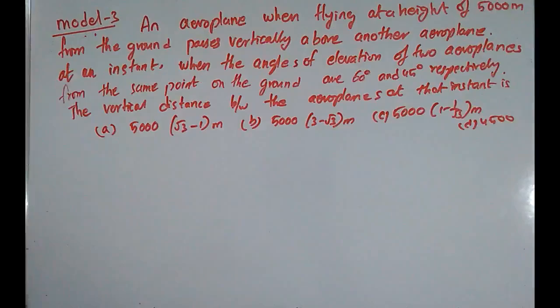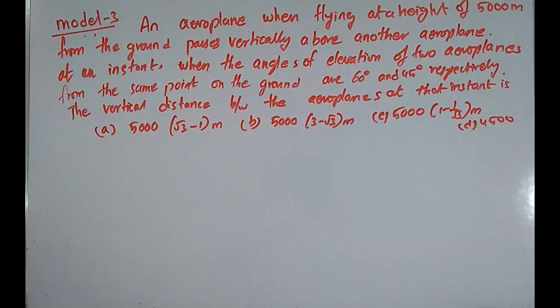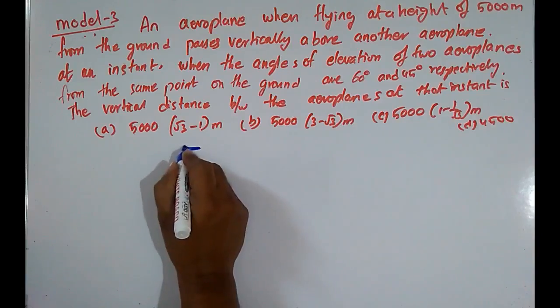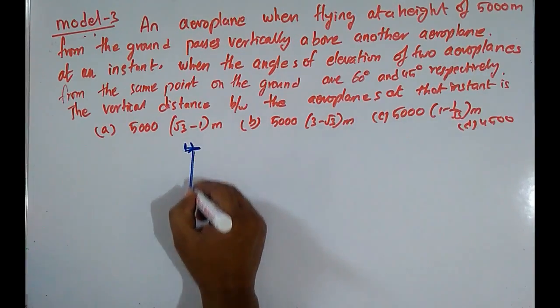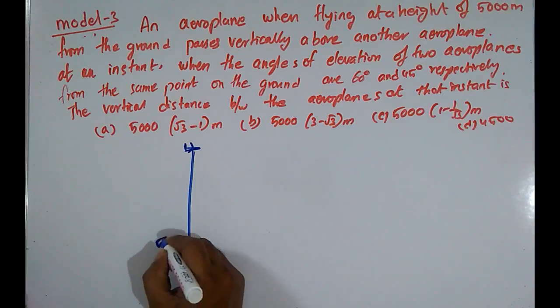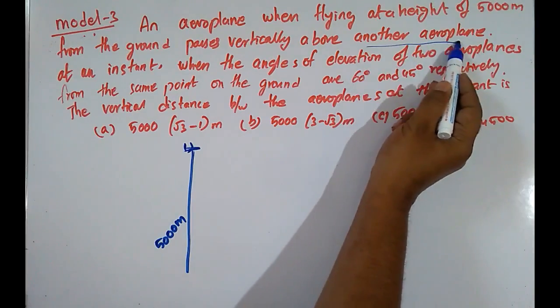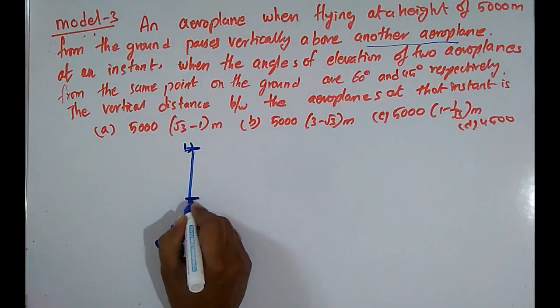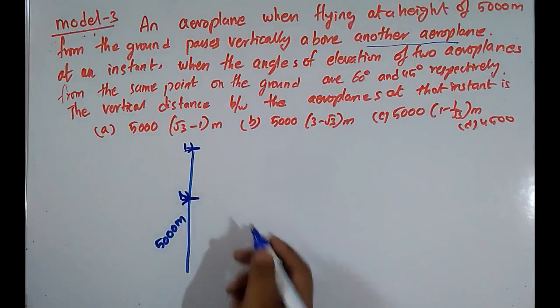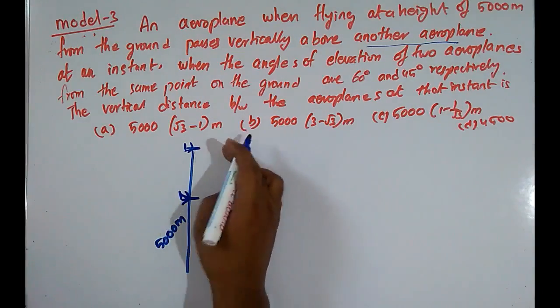Let's see a problem. An aeroplane flying at a height of 5000 meters from the ground passes vertically above another aeroplane at an instant. See friends, there is an aeroplane which is flying at 5000 meters, friends. At an instant it is flying above another aeroplane. See friends, there is another aeroplane which is flying, friends, below that aeroplane.